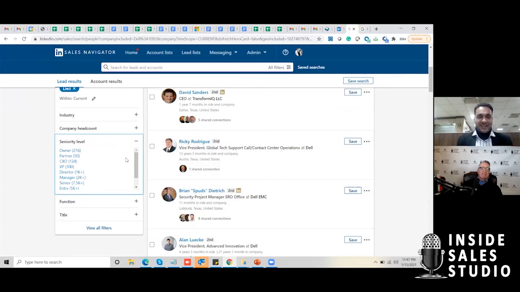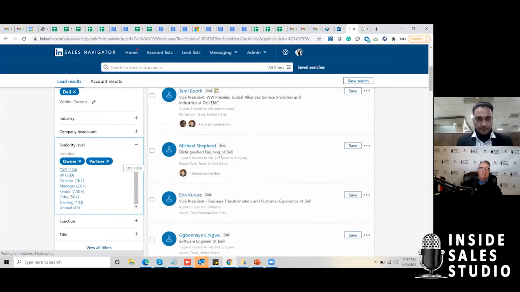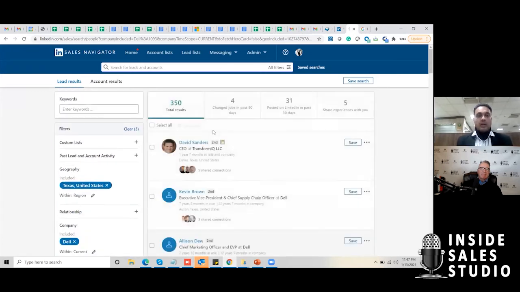So many times the seniority matters. As I'm saying, it's an onion ring, so I will start off with owner, partner, and CXO. I'm sure we can always get the CEOs' and CFOs' information from the management team page or from Google itself. But the advantage is that we can see at least about 350 results coming up.